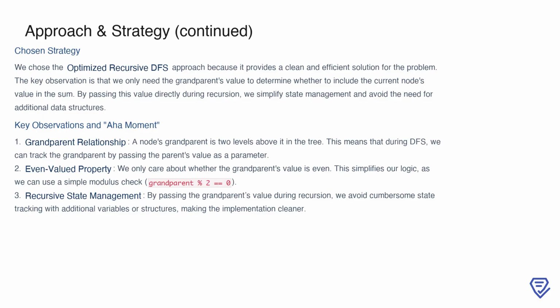The grandparent is always 2 levels above the node in the tree. This means we can track the grandparent's value simply by passing the parent's value to the next level of recursion. Additionally, the even-valued property of the grandparent simplifies our logic to a straightforward modulus check, such as grandparent % 2 == 0. This observation allows us to focus only on the values that matter. Lastly, by passing the grandparent's value directly during recursion, we eliminate the need for cumbersome state tracking with extra variables or structures. This makes the code not only more efficient but also significantly cleaner and easier to maintain.